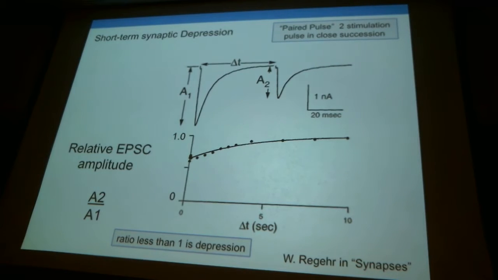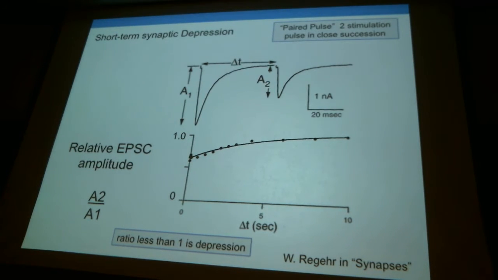Commonly, we define these kinds of changes as the ratio of the second over the first, so A2 over A1, A for amplitude. You can plot that relative amplitude as a ratio, so relative EPSC amplitude. If it was the same, it would be 1. So 1 means no change, the way we're plotting it here. And if A2 is smaller than A1, then this value is going to be less than 1.